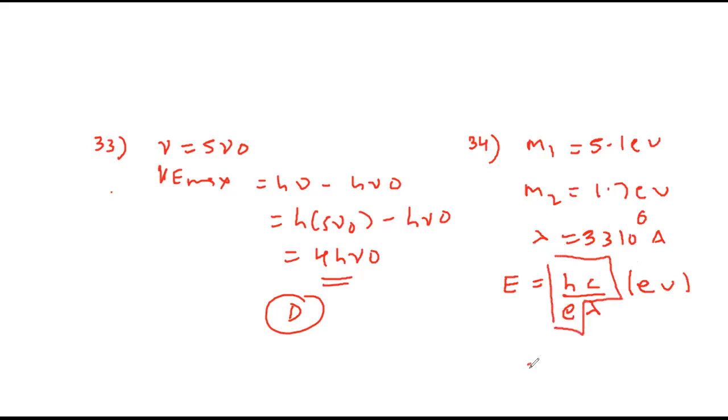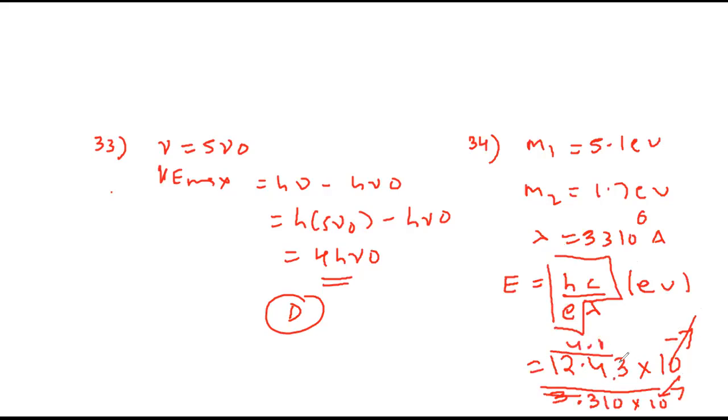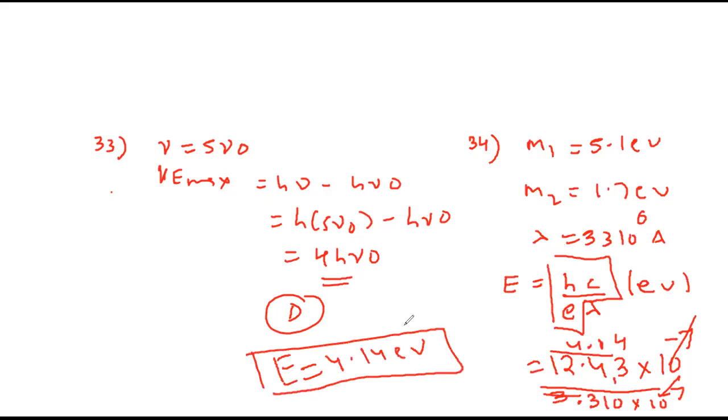hc upon e has a constant value 12.43 into 10 raised to minus 7, upon lambda, 3.310 into 10 raised to minus 7. 3 4s are 12, 3 1s are 3, remainder 1, 3 4s are 12. So this becomes 4.14 electron volt, the energy of light incident. Is it greater than both M1 and M2, or only M1, or only M2? E is greater than M2's work function, hence M2 will emit. Clear? M1 can't emit because its work function is greater than the energy of light incident.